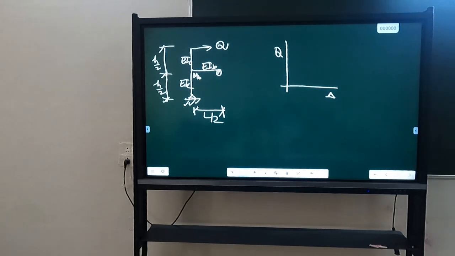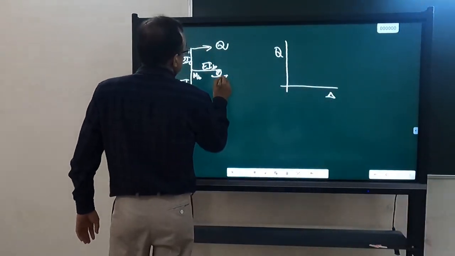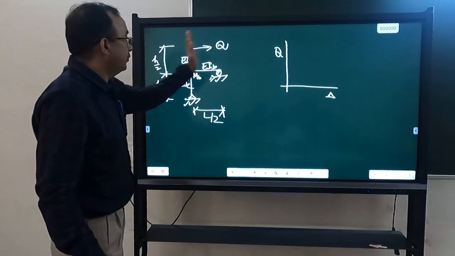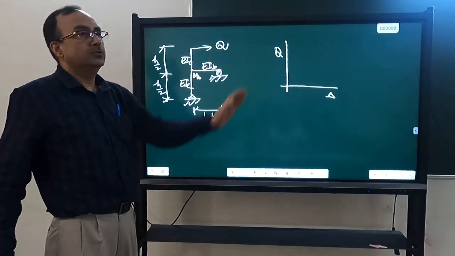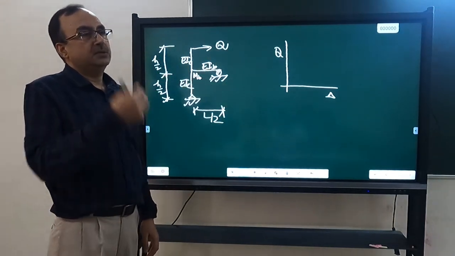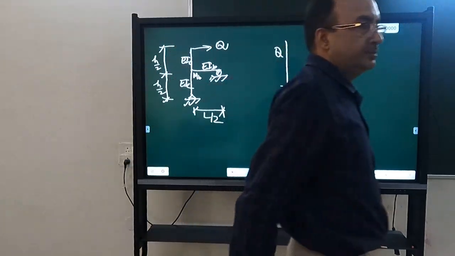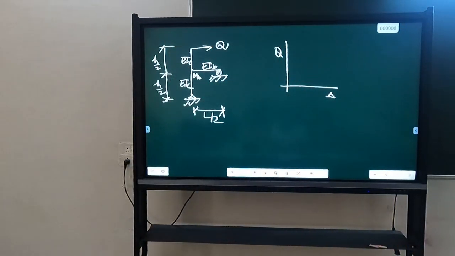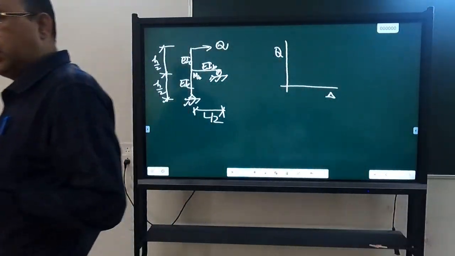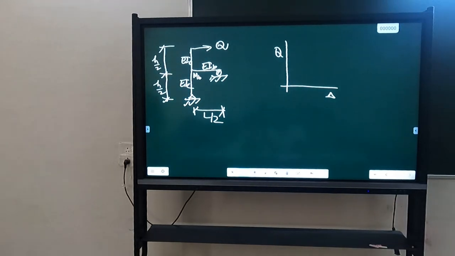This point is a roller support. So it will move. It is free to move horizontally, but it can't move up and down. So please plot the deformed shape in this case and continue in the same manner as we have done for the previous.